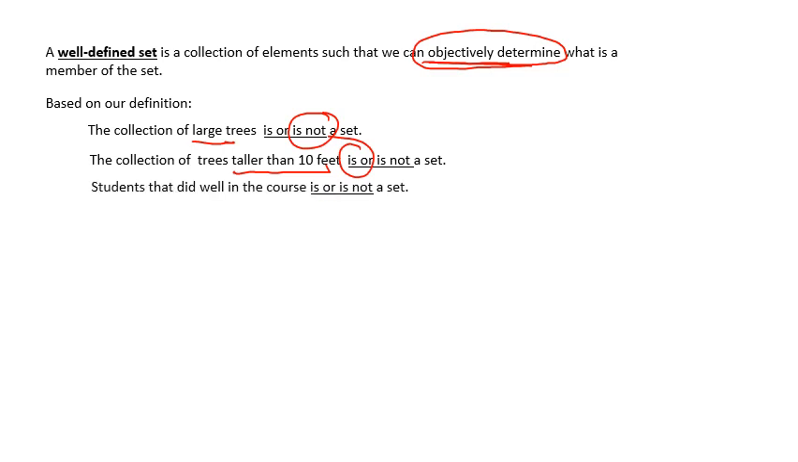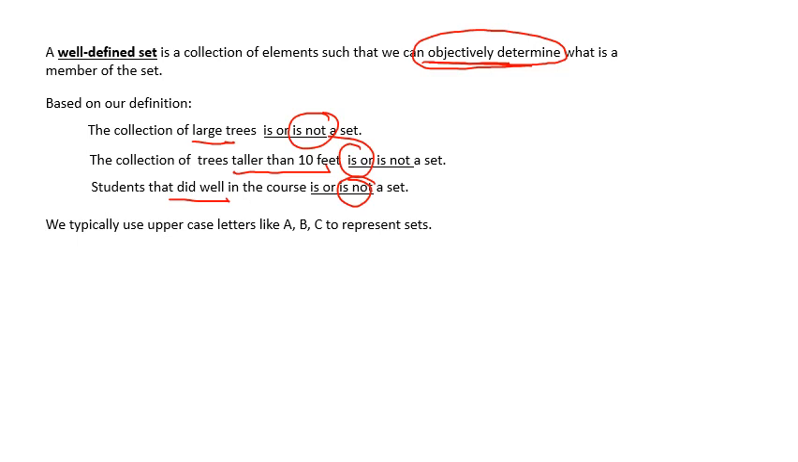Students that did well in the course, is it a set? Well, did well is not well defined. Does that mean passing? Does that mean getting at least a B? Does that mean getting at least an A? It is not a set.